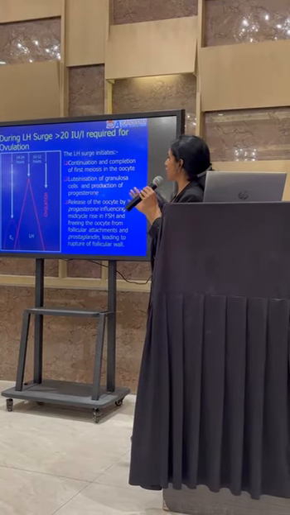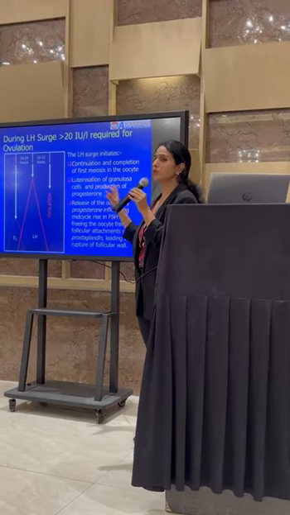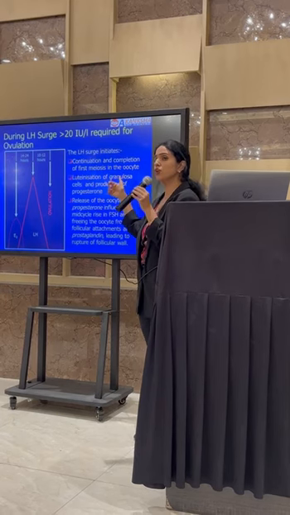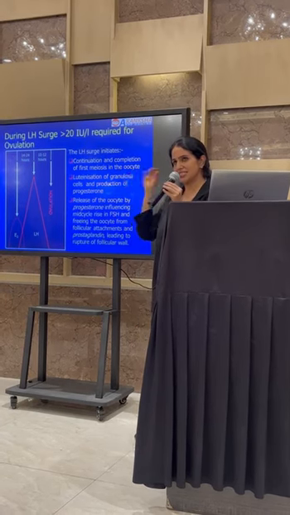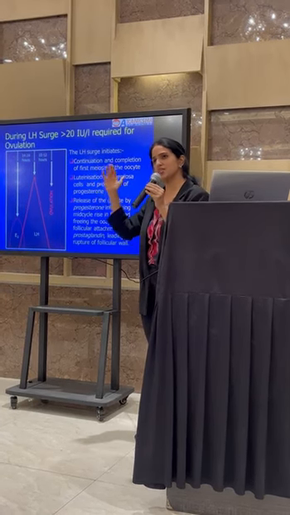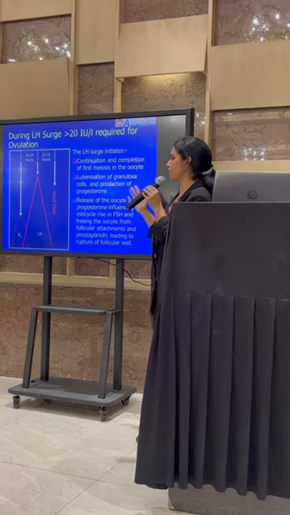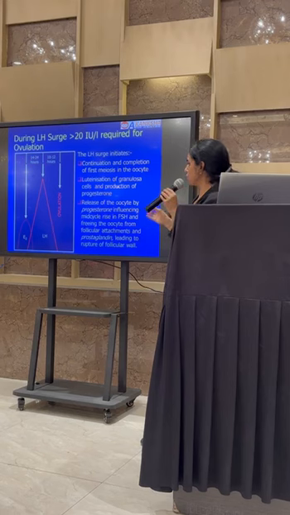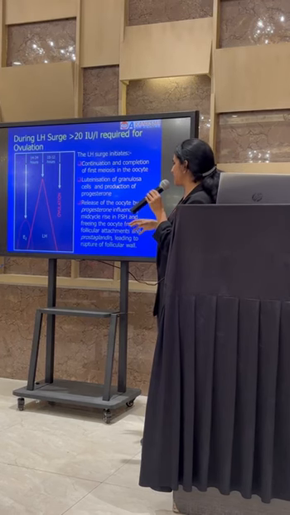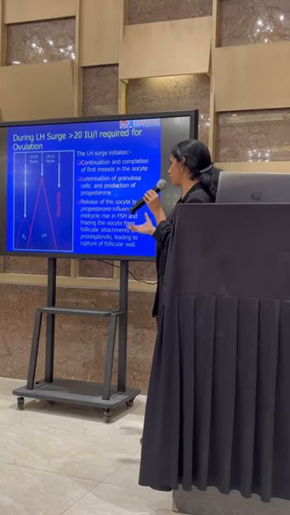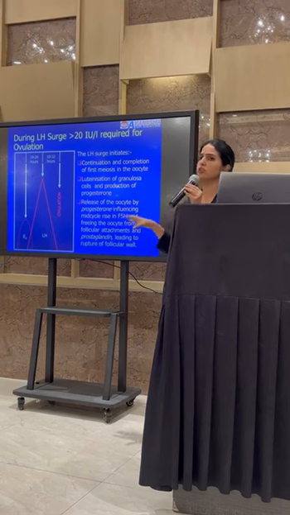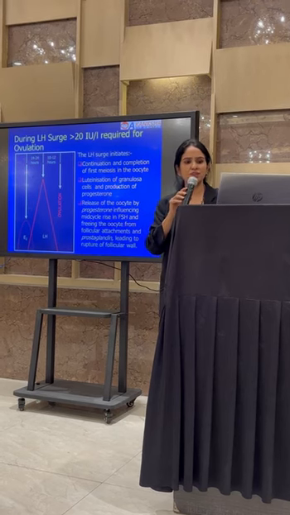So luteinization: now, what will this LH surge do? First, it will complete meiosis. The oocyte is arrested, but when the LH surge occurs, meiosis is initiated. Then there is luteinization of granulosa cells and production of progesterone, and release of the oocyte, with progesterone enhancing the mid-cycle rise in FSH and freeing the oocyte from the follicular attachment. So basically, for ovulation, the LH surge is very much required.